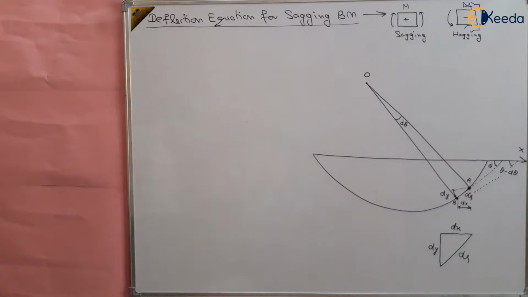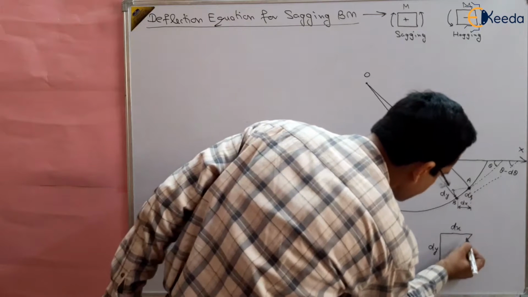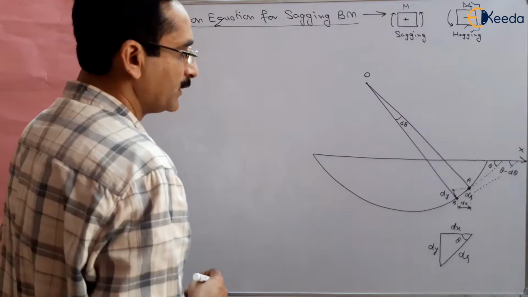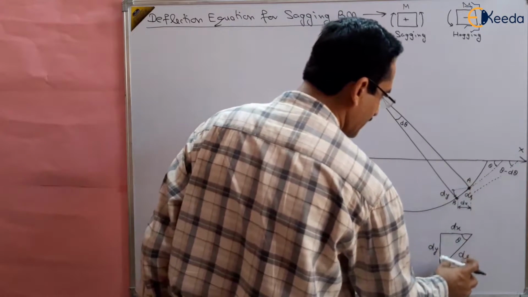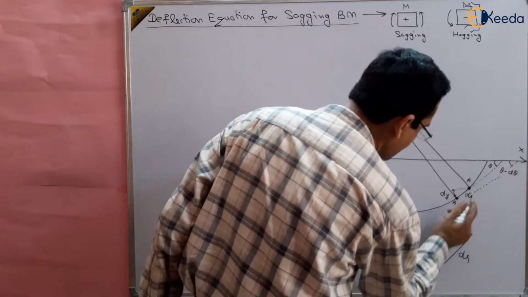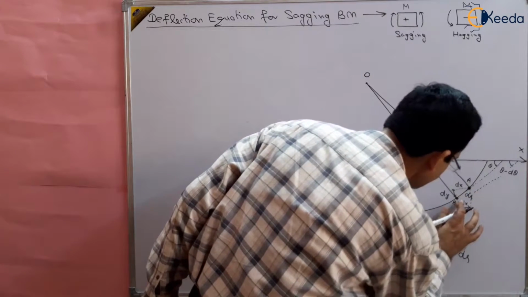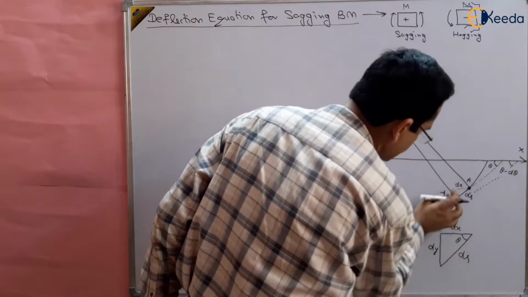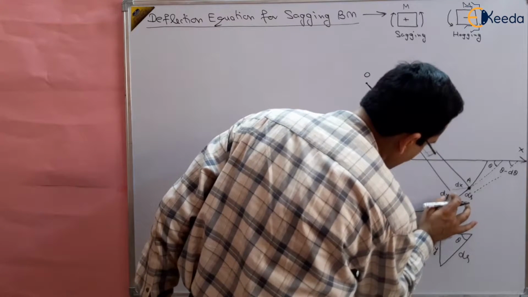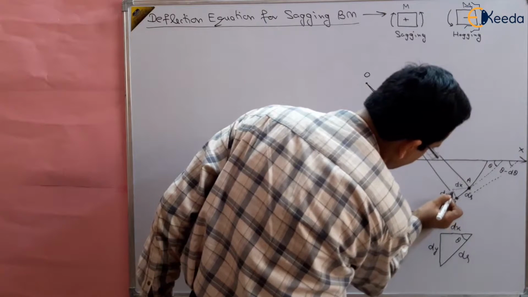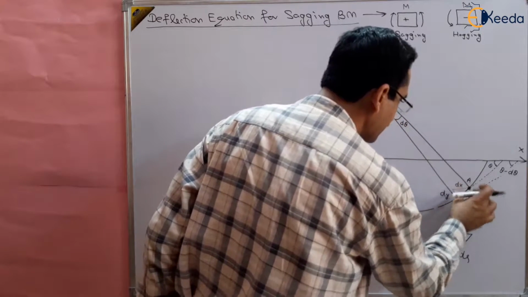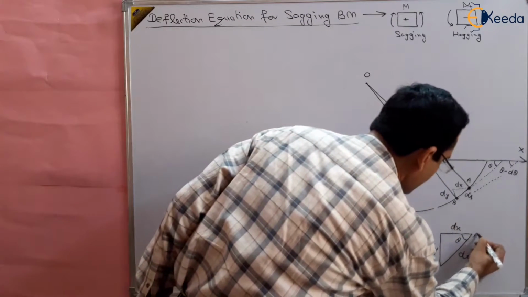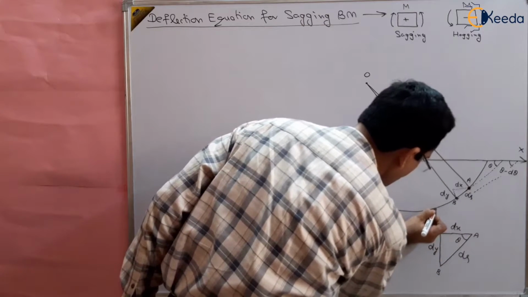This angle is theta. I am making it here like this. This is dx, the horizontal line, and this dotted vertical line is dy. So we have dx, dy and ds, and this is A and this is B.